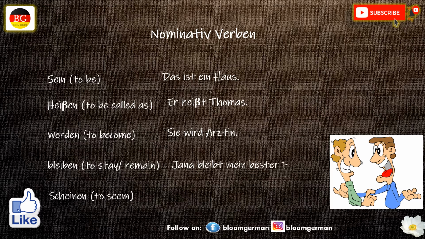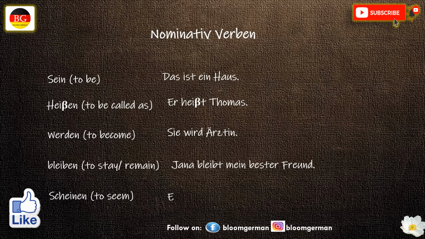Jana bleibt mein bester Freund. Der Freund. So mein is a possessive and bester is best. Jana will always remain my best friend. The meaning of this sentence is Jana will always be my best friend. So Jana bleibt mein bester Freund. Der Freund, so bester Freund. Er scheint ein Chef. He seems to be a boss.